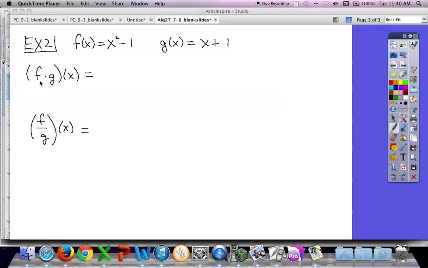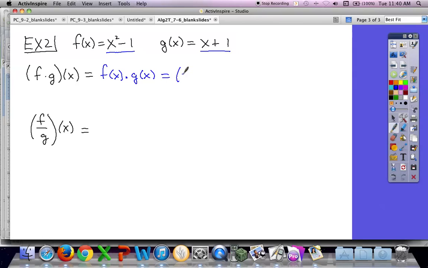So again, this f times g of x can be rewritten as f of x times g of x. It's a multiply. And again, like we did on the last slide, we're going to substitute for f of x what it equals, and we're going to substitute for g of x what it equals. So this is x squared minus 1 times x plus 1.